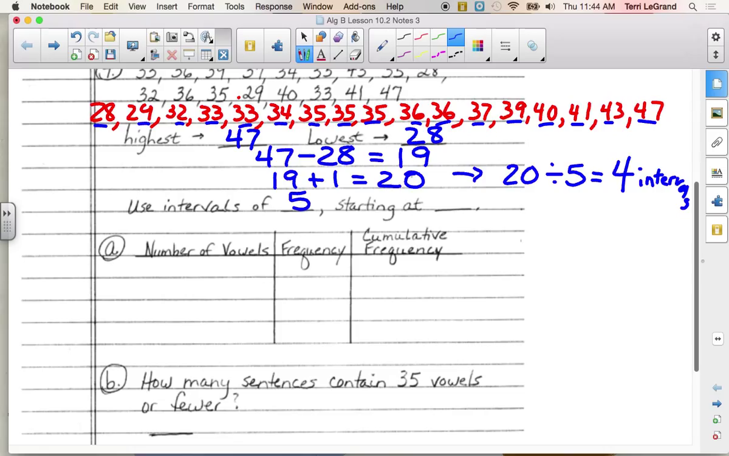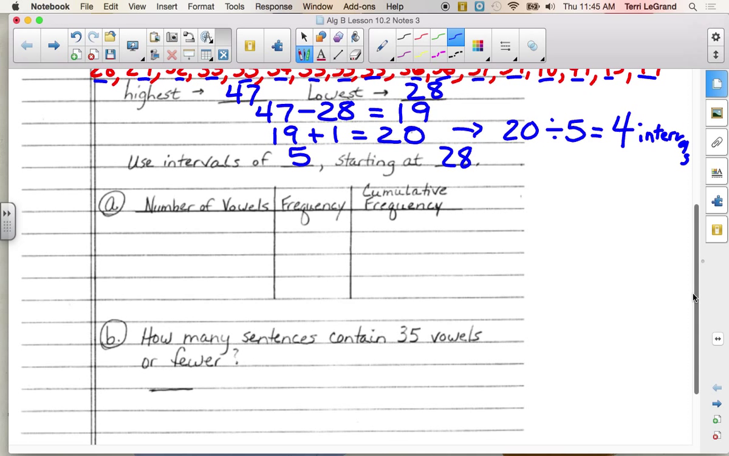starting at 28. Okay, well, let's see if we can use... I think I did my notes wrong here. Okay, starting at 28, let's just see what this does. Let's try and get it set up. So we're looking at the number of balls. We start at 28, and if 5 of them are going to be represented, we have 28, 29, 30, 31, 32.